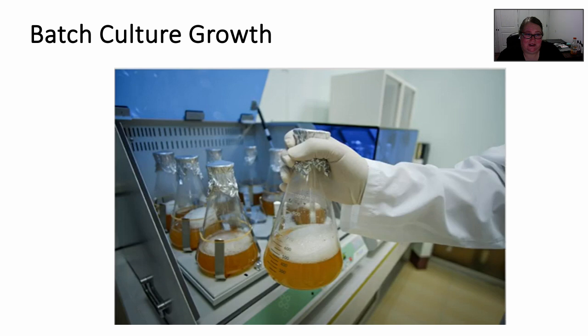Now, these are ideal conditions. They're not always realistic because nature is different than in the lab. But we are going to look at how bacteria will grow in this batch culture.